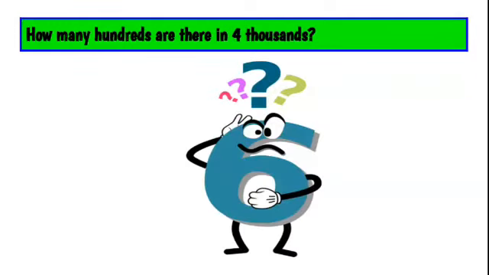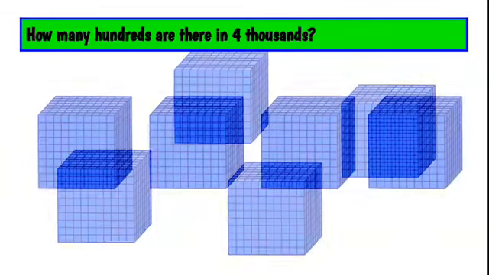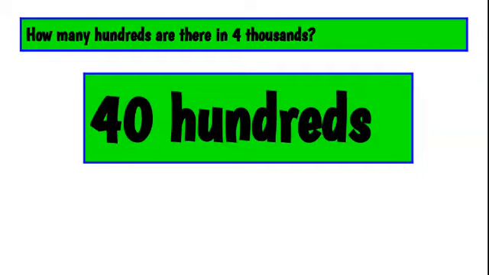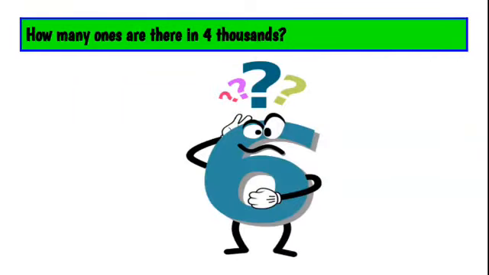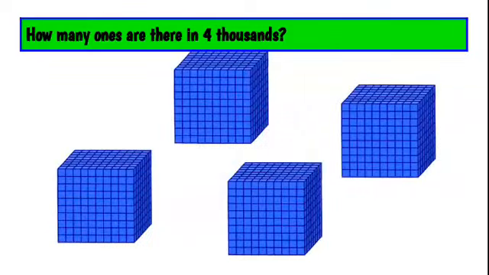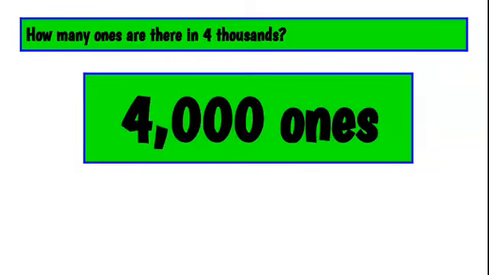How many hundreds are there in 4,000s? There are 40 hundreds in 4,000s. Another question. How many ones are there in 4,000s? There are 4,000 ones in 4,000s.